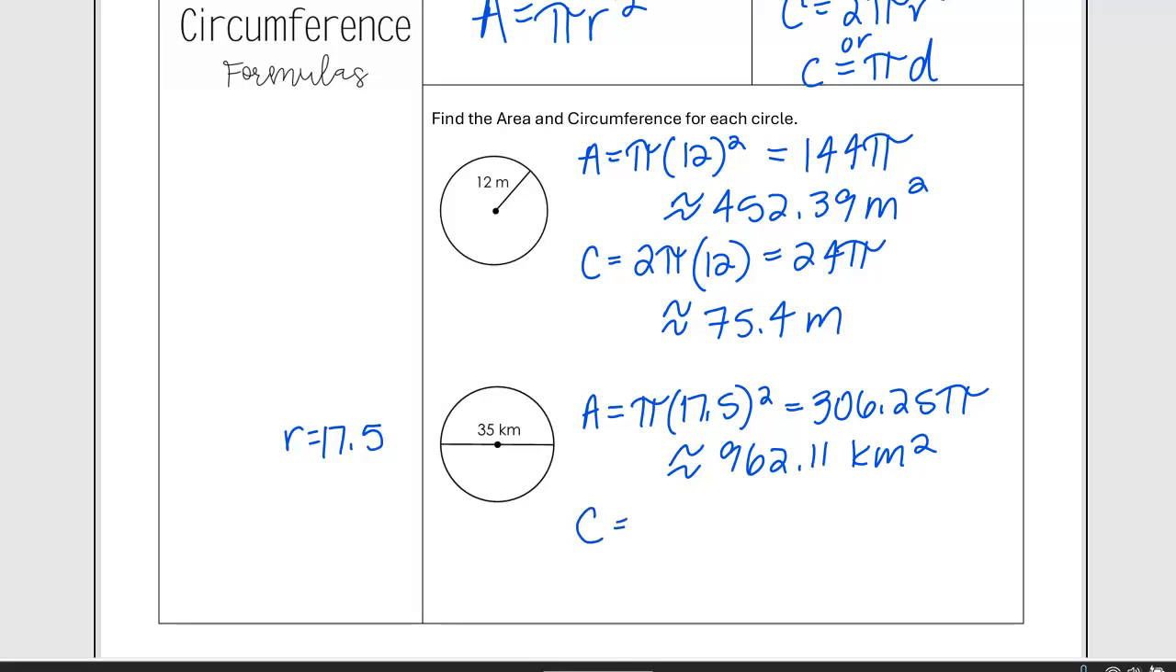To find our circumference, we don't have to use the radius. You can, but you don't have to, because really what we have here is the diameter. So we know that this is going to be 35 pi, and we put that in our calculator, and we get 109.9 kilometers.